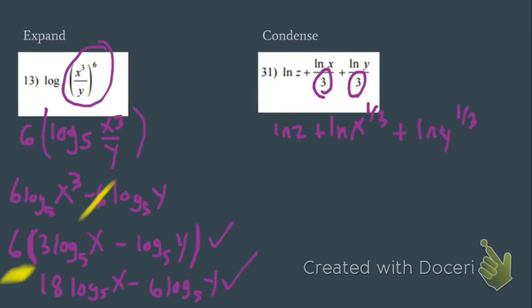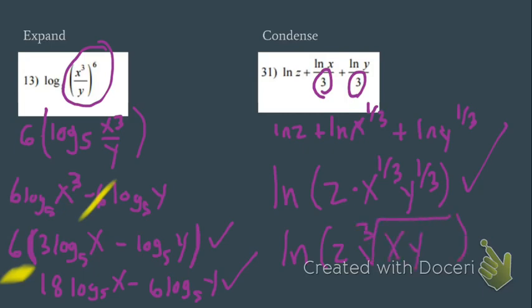Alright, so since there's only addition going on here, when we condense it in our final answer, it's all going to go to one big product. So the natural log of z times x to the 1/3 power times y to the 1/3 power. You could write it like that, that's totally acceptable. Or if you want to write it as a radical, you can also write it like that and put x and y under the same cube root. Both of those are acceptable answers. Anything with a check next to it is an acceptable final answer.